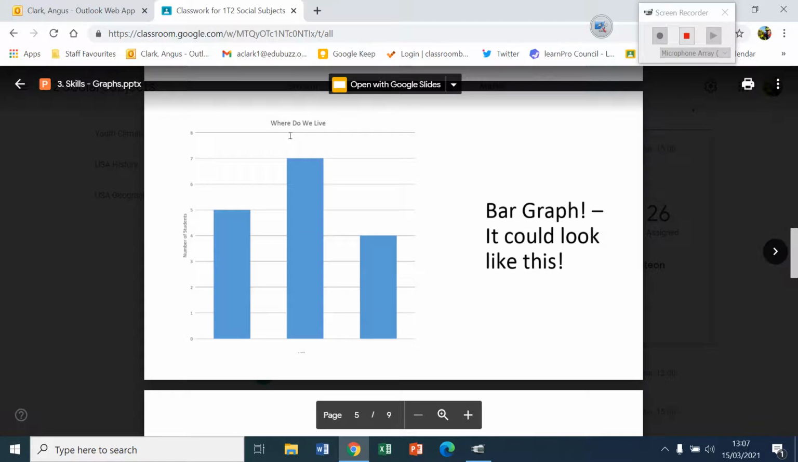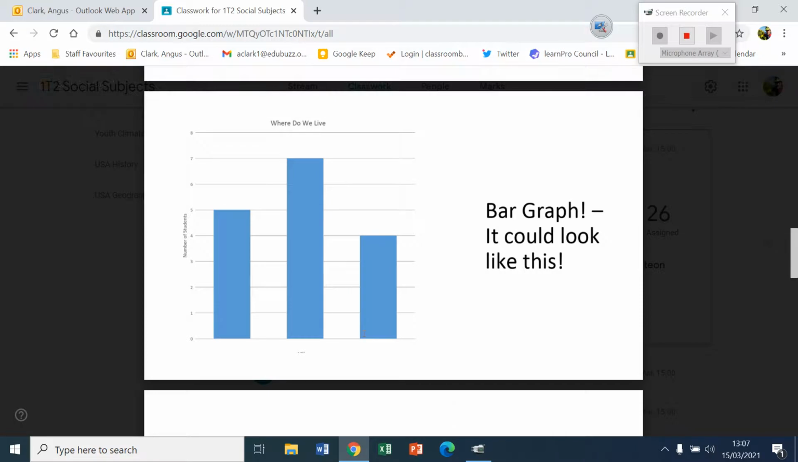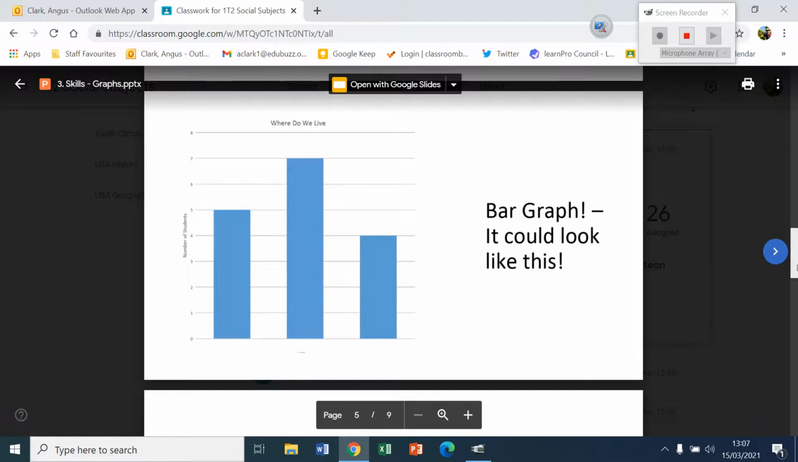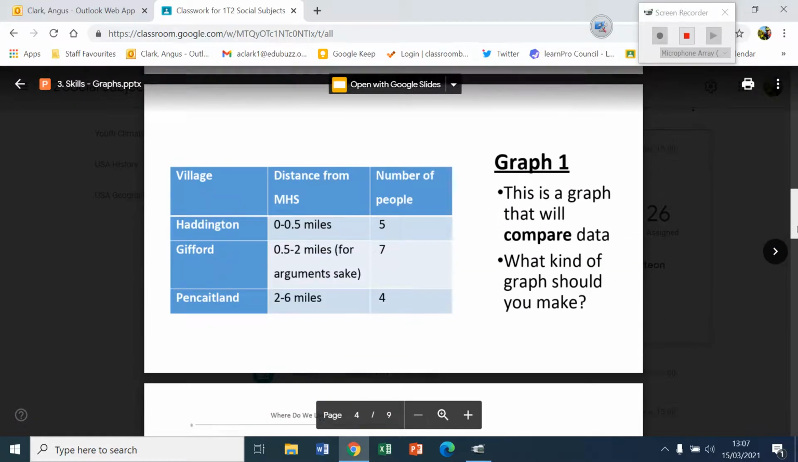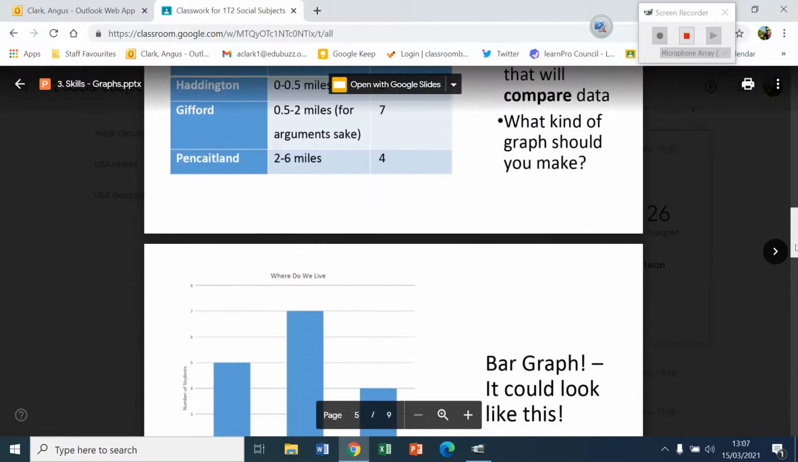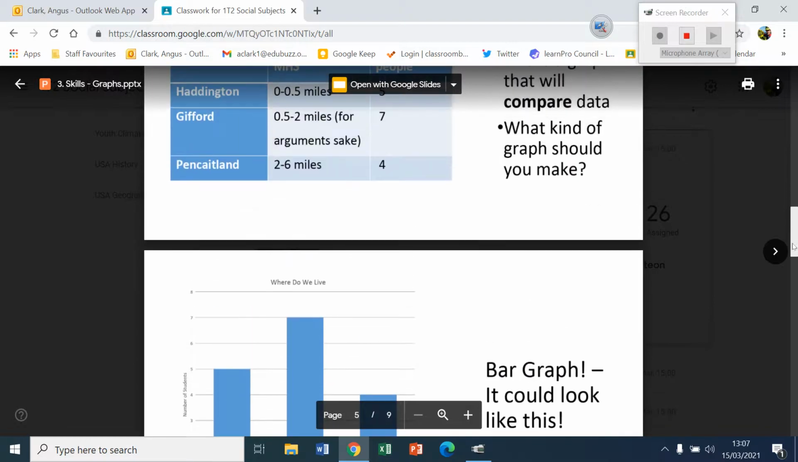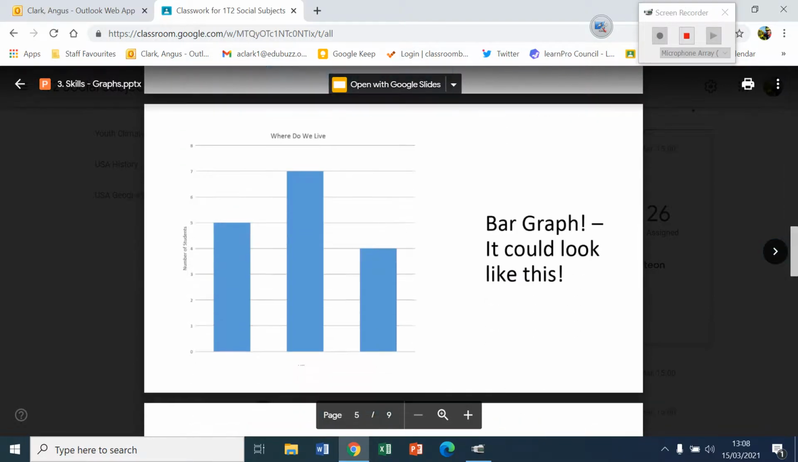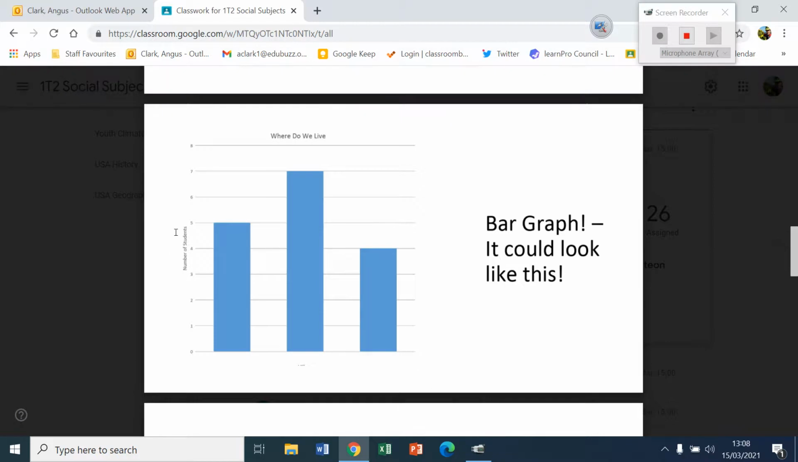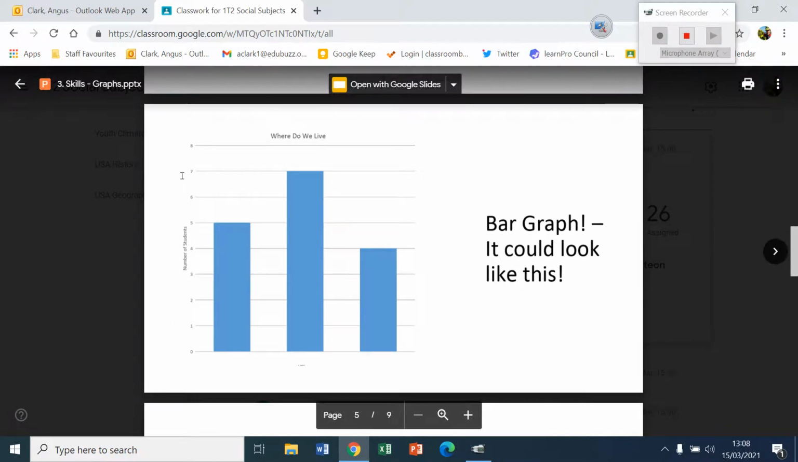So we can have where we live and the number of students in each area. Remember we've got axes on a graph, along the x-axis, which is the one along the bottom. My cursor's going along. We could have the different areas. So we could have Haddington as the first bar, Gifford as the second with 7, and Pencaitland with 4 pupils in the third bar. And you can see the number of pupils is on what we call the y-axis, the one that goes in an upwards direction.